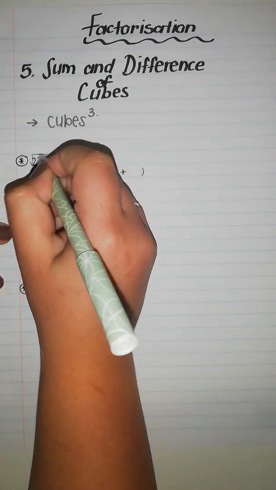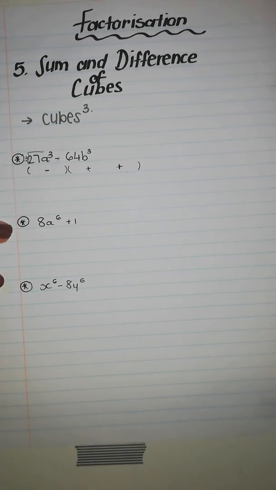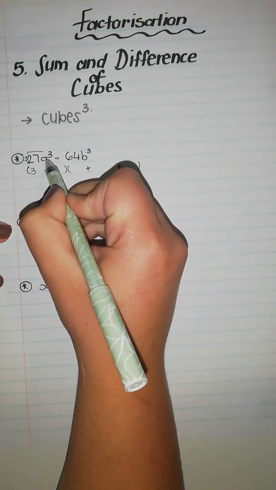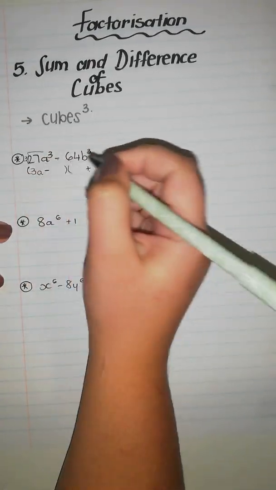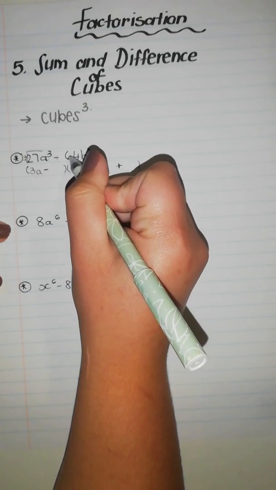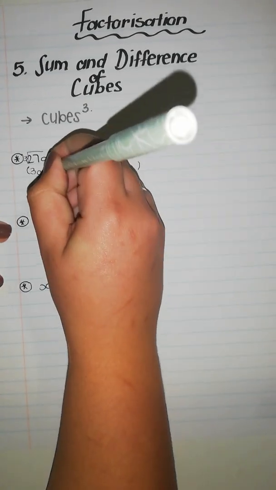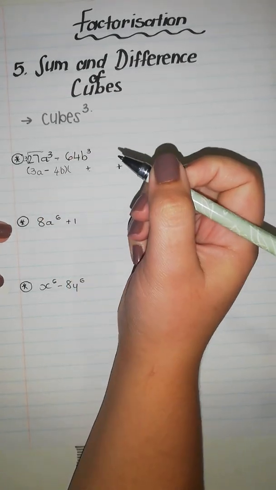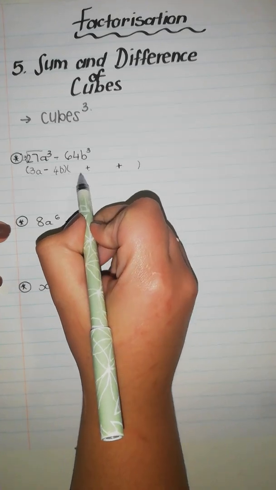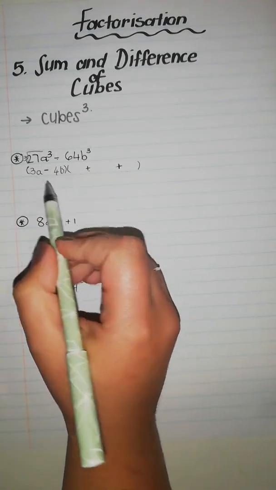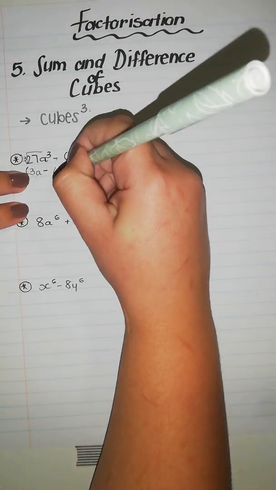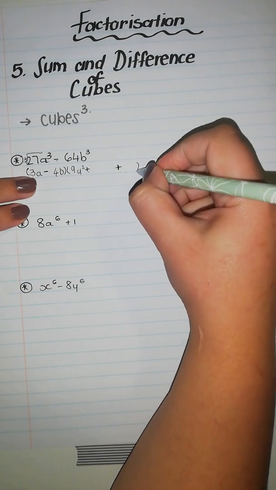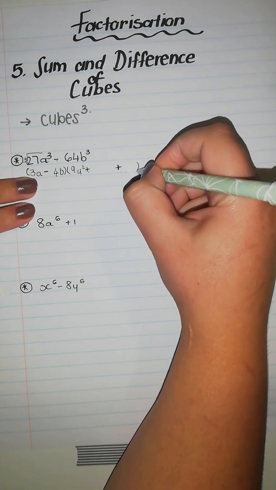Basically, I cube. The cube of 27 would be 3. The cube of a cubed would be a. Now, the cube of 64 would be 4. Cube of b would be b. Now, how to get it over here? I'm going to square it. So 3 squared is 9. A squared is a squared. My last one would be, what is b squared?